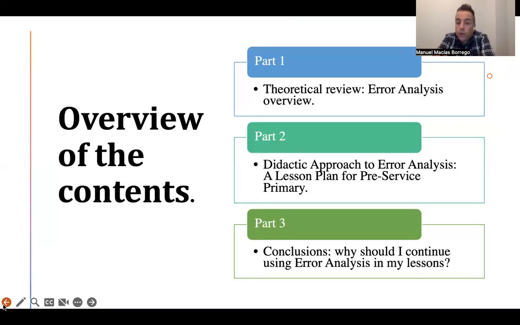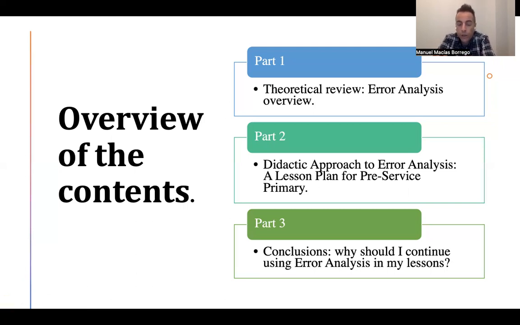Today, we're going to talk about three different things. I'm going to structure my presentation in three different blocks. Block number one is a theoretical review of error analysis. It will be a very short overview, because the main objective is not to offer a comprehensive, extensive theoretical and literature review of error analysis.